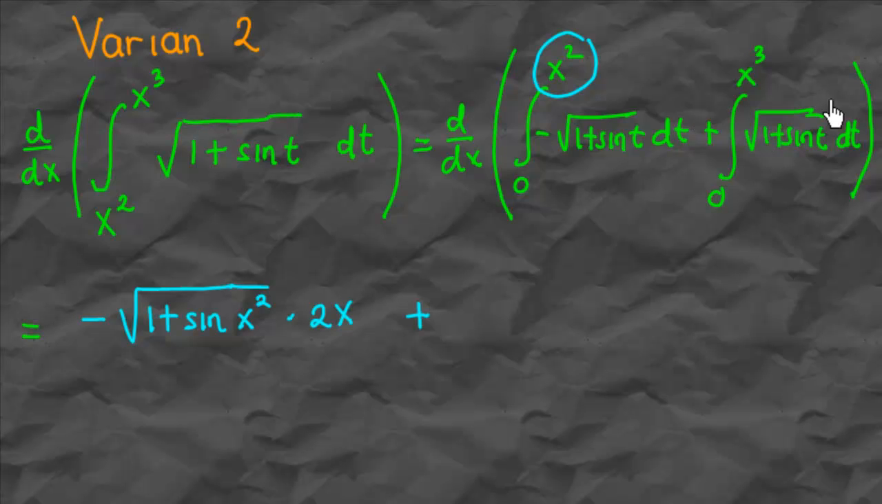Similarly, the derivative of the second integral, we can obtain that by substituting x cubed for the t, and then after that we need to multiply by the derivative of x cubed, which is 3x squared. And we are done.